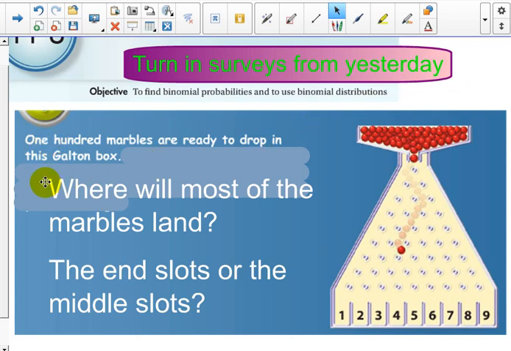100 marbles are ready to drop in the Galton box. Where will most of the marbles land? The end slots or the middle slots? So as we go through the lesson today, I want you to think about this problem and where these might land.